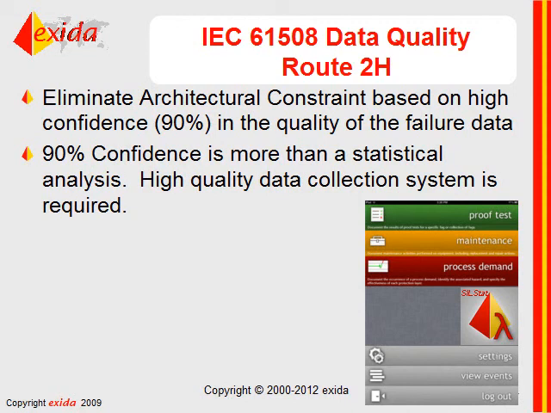IEC 61508, the new version 2010, does talk about data quality. It's in a section of the standard called Route 2H, and in fact, you may eliminate architectural constraints based on 90% confidence of having quality data. Now, there are paragraphs that indicate 90% confidence is much more than just taking a 90% confidence interval in your statistical data analysis.